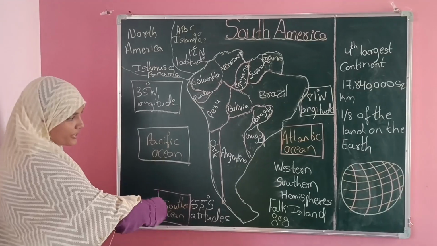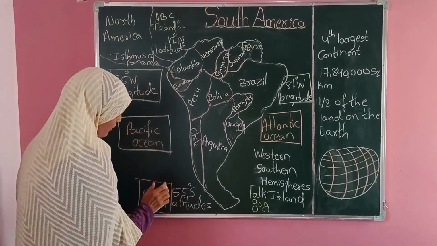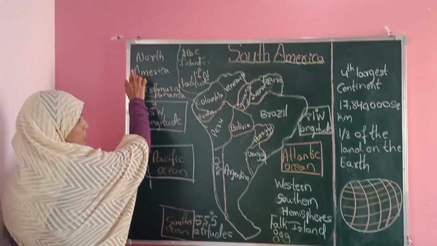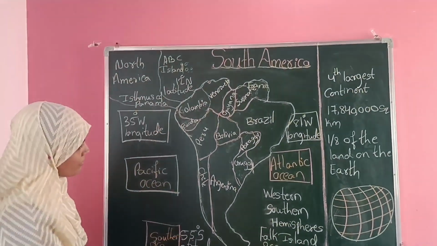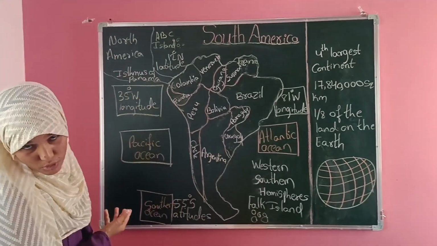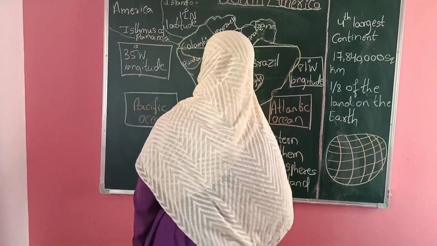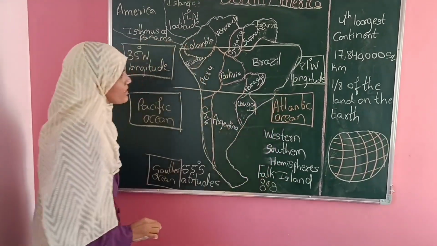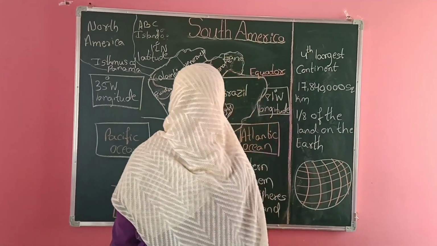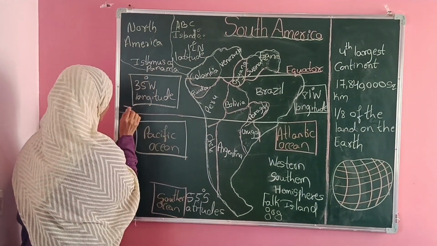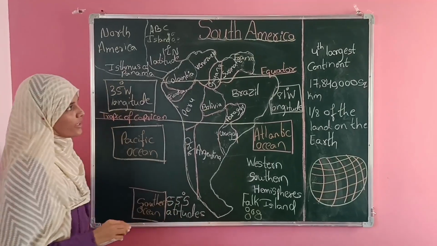This continent is surrounded by water: on the west the Pacific Ocean, on the east the Atlantic Ocean, and in the south the Southern Ocean. It is connected to North America by the Isthmus of Panama. An isthmus is a land which connects two continents. We have 12 independent countries and some islands, such as the ABC Islands and the Falkland Islands. The equator runs through the north part, and the Tropic of Capricorn is in the mid part of South America. If you want to take a picture, you can take.